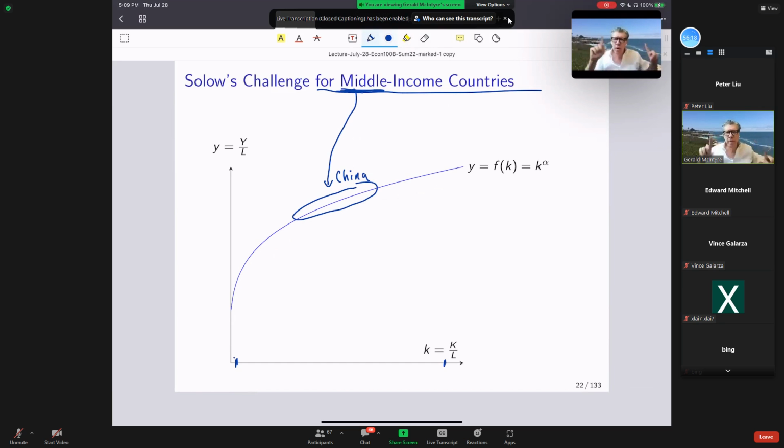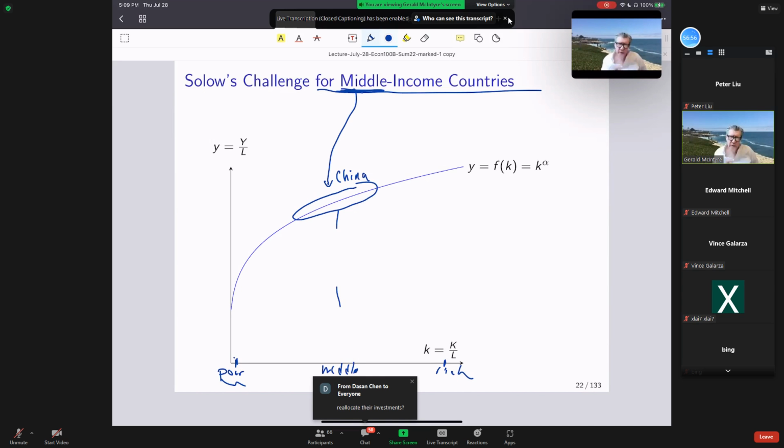Let me give you a hint. Where were they and where are they going? If they're a middle income country, where were they and where are they going? That'll help you. Tell me in chat. Sort of. Where were they? Middle income countries were all formerly poor. They came from here. Here they are in the middle. And where are they going? They're going out here, right? The rich countries.